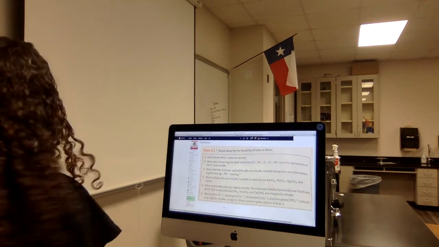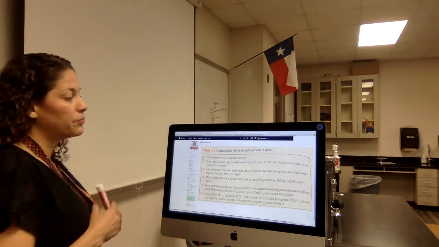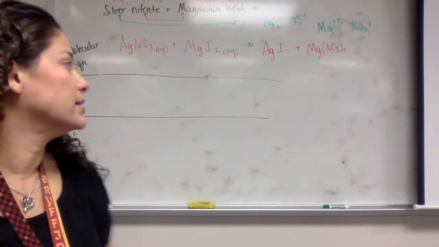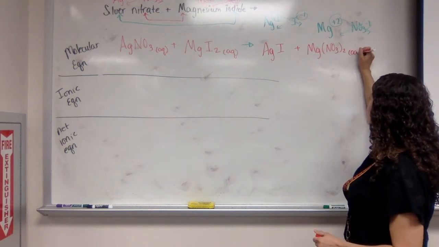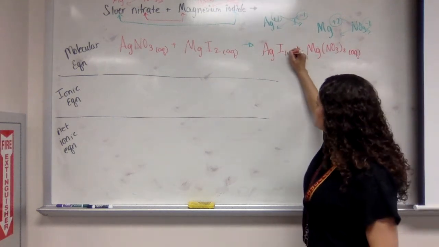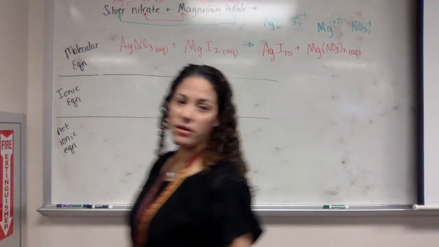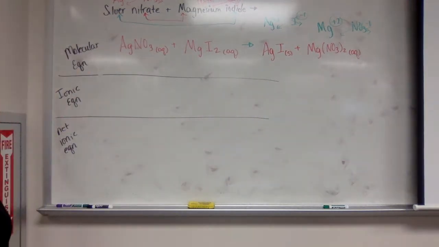Looking at the other one, which is magnesium nitrate, back here, most nitrates are soluble. All right, so that means this guy is going to be dissolved in water. So I'm going to put AQ in here. He's soluble. And this one's going to be the precipitate that's going to come out of my double displacement reaction. All right, so there's my molecular equation.